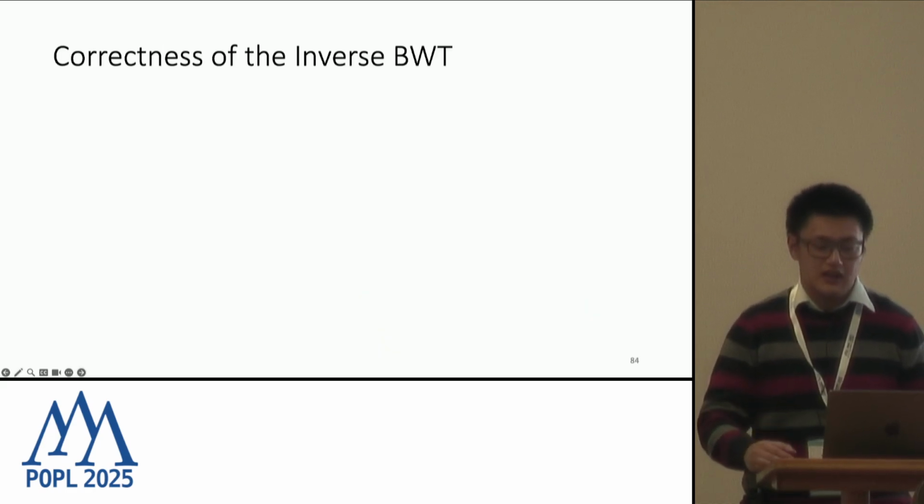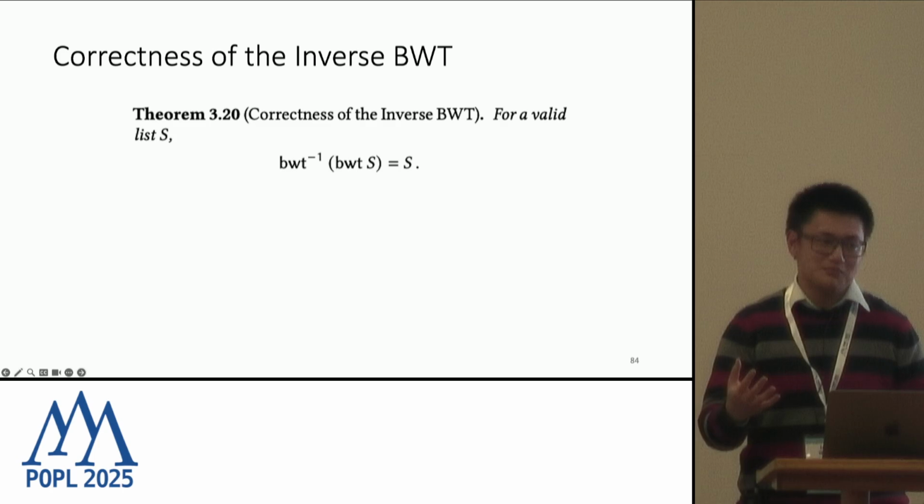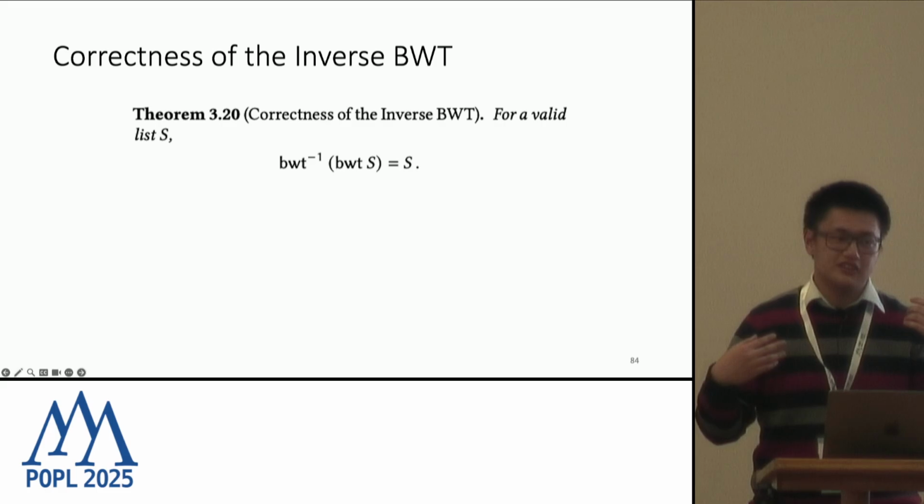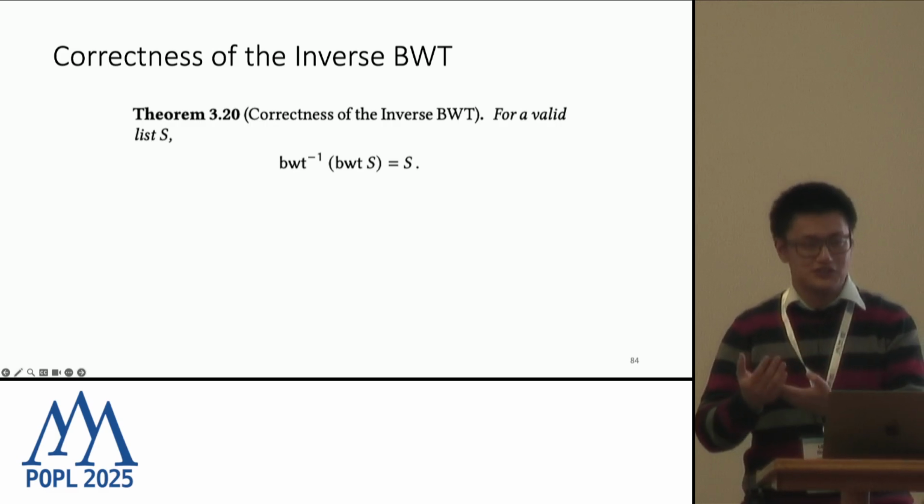With that, naturally, we want to show that it is actually correct. And so we have a very simple theorem to prove, which is: if you have a sequence and you transform it with the BWT, and then you apply its inverse, you should get back the original.